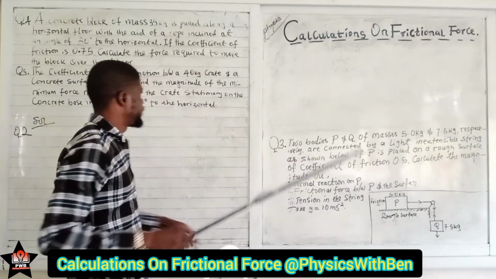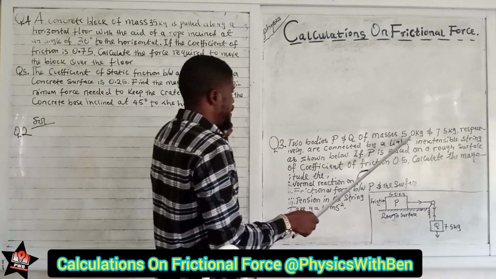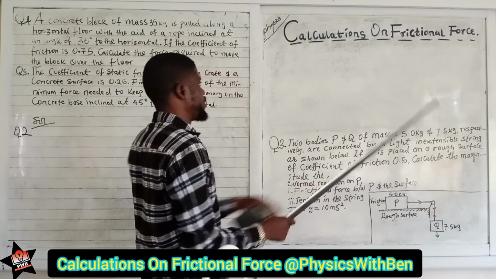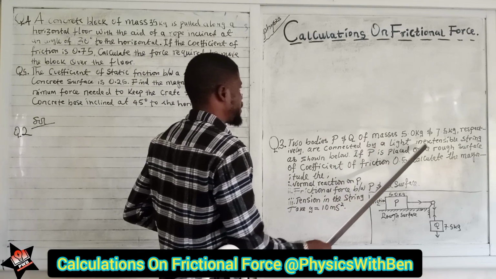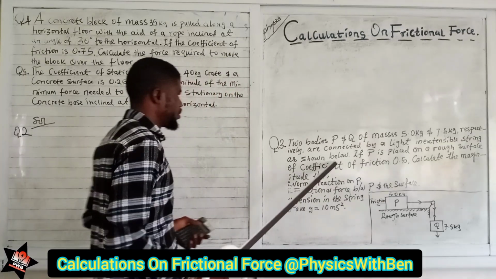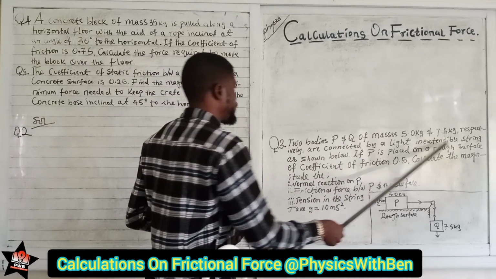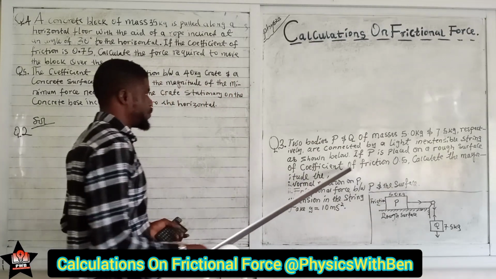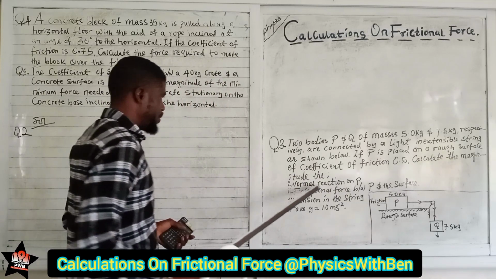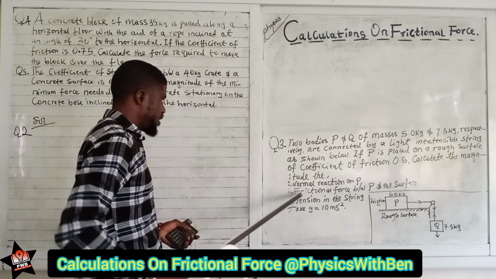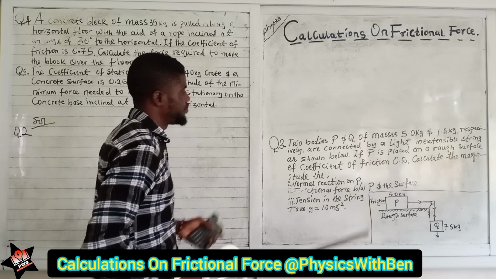Question number 3 reads, two bodies P and Q of masses 5.0 kilogram and 7.5 kilogram respectively are connected by a light inextensible string as shown below. If P is placed on a rough surface of coefficient of friction 0.5, calculate the magnitude of 1. The normal reaction on P, 2. the frictional force between P and the surface, 3. the tension in the string.